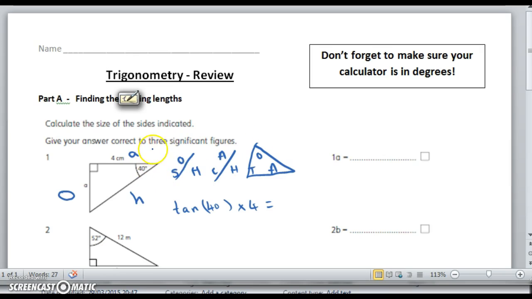And the answer to 3 significant figures, you get 3.35639, and so on. 3 significant figures, 1, 2, 3, you look at the fourth number, that tells you to round it up, so the answer is 3.36.